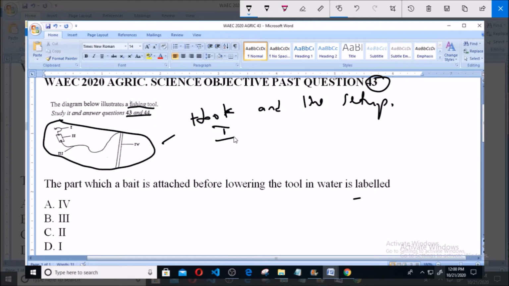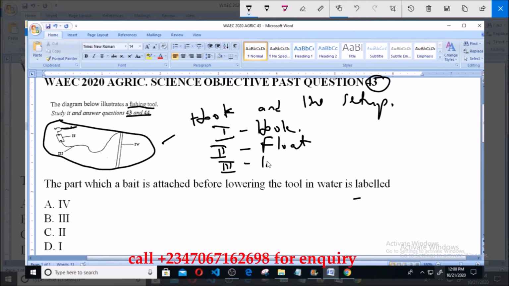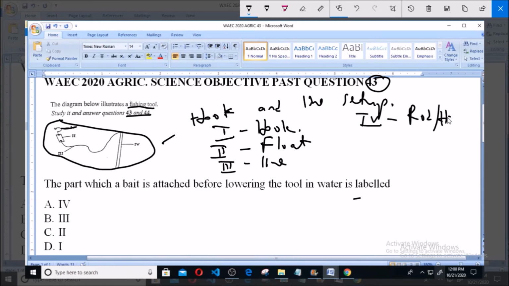So the part labeled 1 is known as the hook. The part labeled 2 is the float. The part labeled 3 is the line, and the part labeled 4 is the rod or the handle. So that's called the rod or the handle.